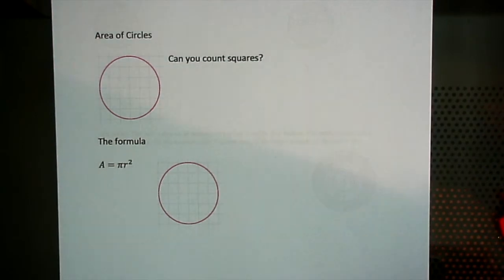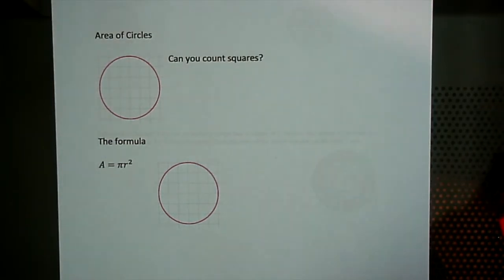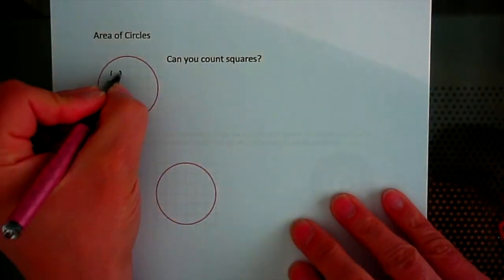What we're looking at right now is the area of circles. And when we look at area, we're looking at square units. So I put this circle on top of this grid where we have these squares. Now, if I did this with a rectangle or a square, we could actually start counting the squares. And if I look here, I could actually start counting some of these squares.